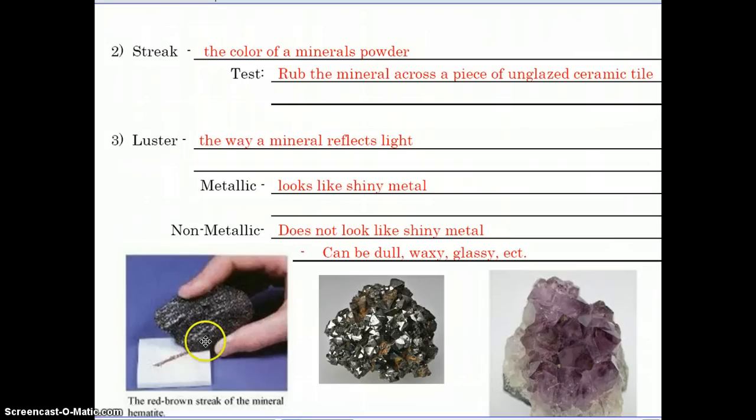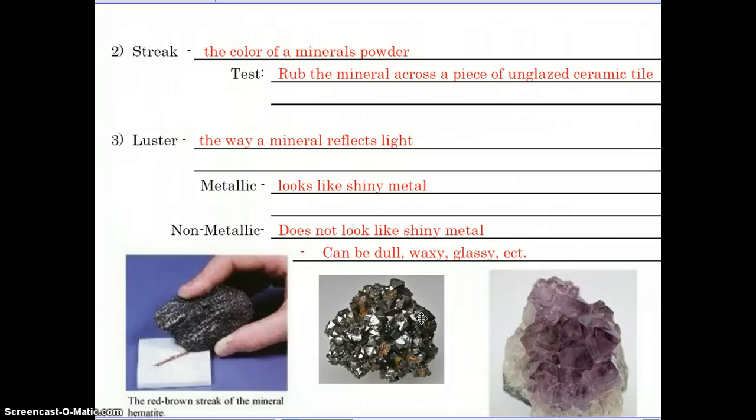The next thing that we will look at is luster. Luster is the way that light reflects off of that mineral, and metallic looks like a shiny metal, a coin or a piece of brass or a piece of copper or chrome. It looks very shiny like that. So some minerals are very obviously metallic. Some minerals look shiny, but they're not shiny like a metal. So you have to be careful when you're looking at luster.